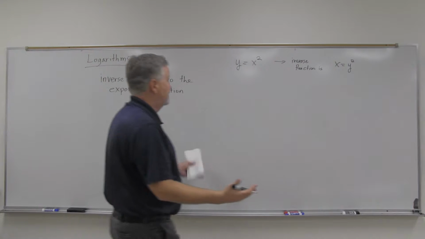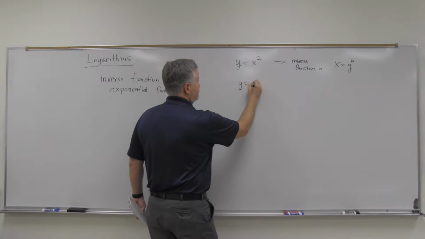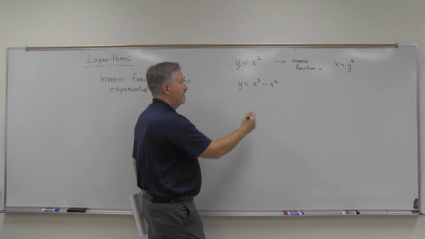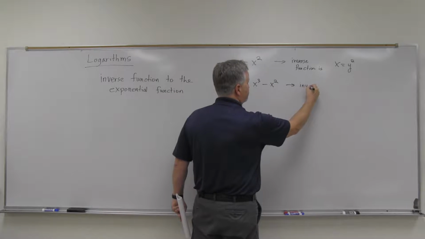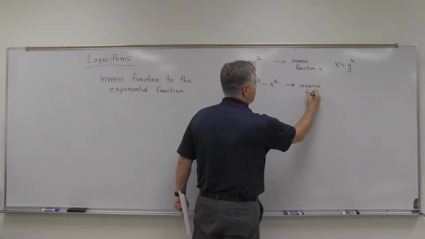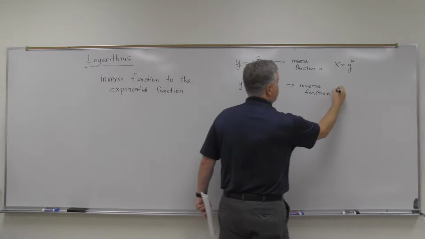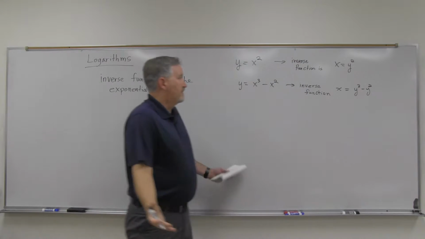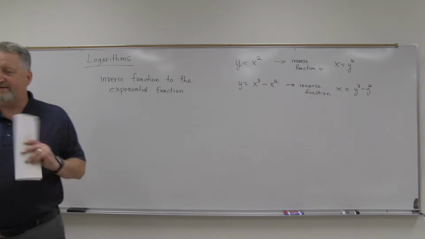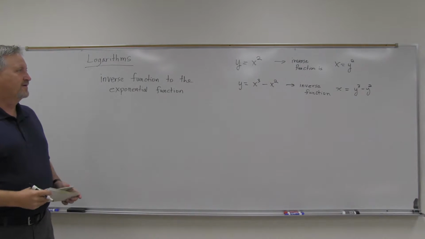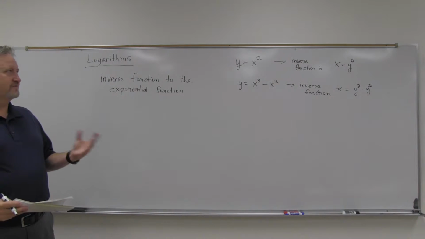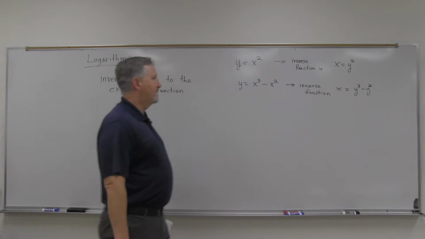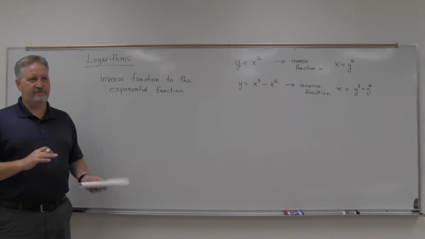If you've got more than one x or more than one y, same thing. What would the inverse here be? X equals y to the third minus y to the second. Yeah. And so that very simply is the way you can get an inverse function for a function. It just swaps the roles of x and y.